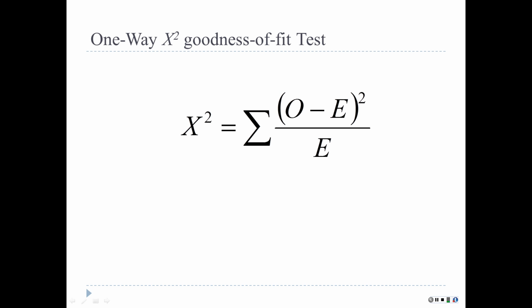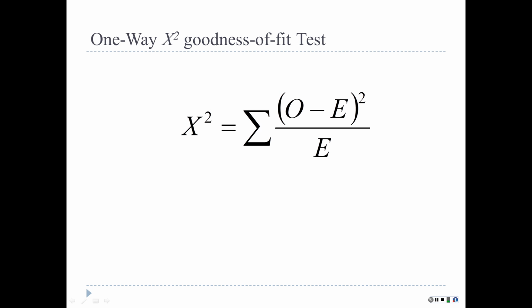So an F value is a ratio between two variances. A T value is kind of like a normal distribution value. And a chi-squared value is this. It's this added up squared difference between observed and expected divided by expected. All those things added up across all the different categories that you have.